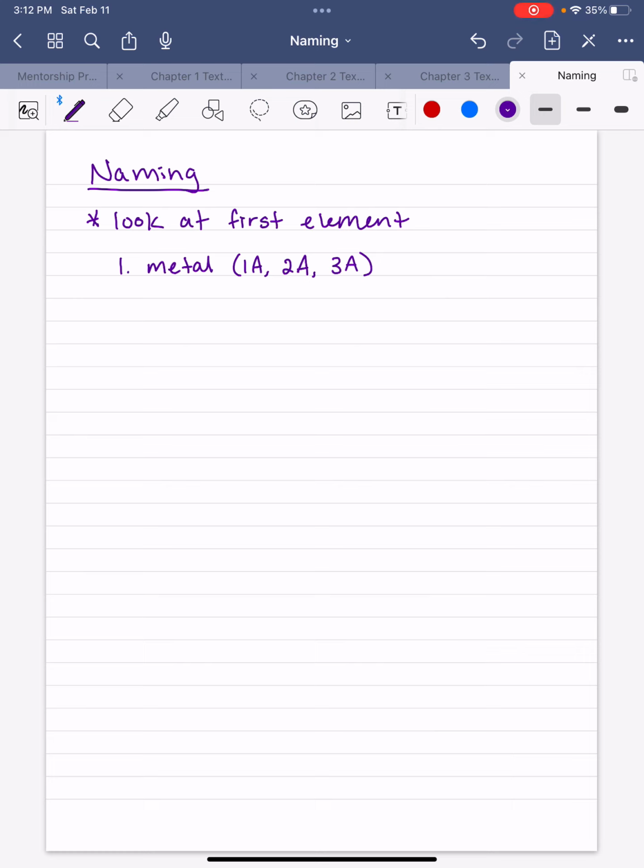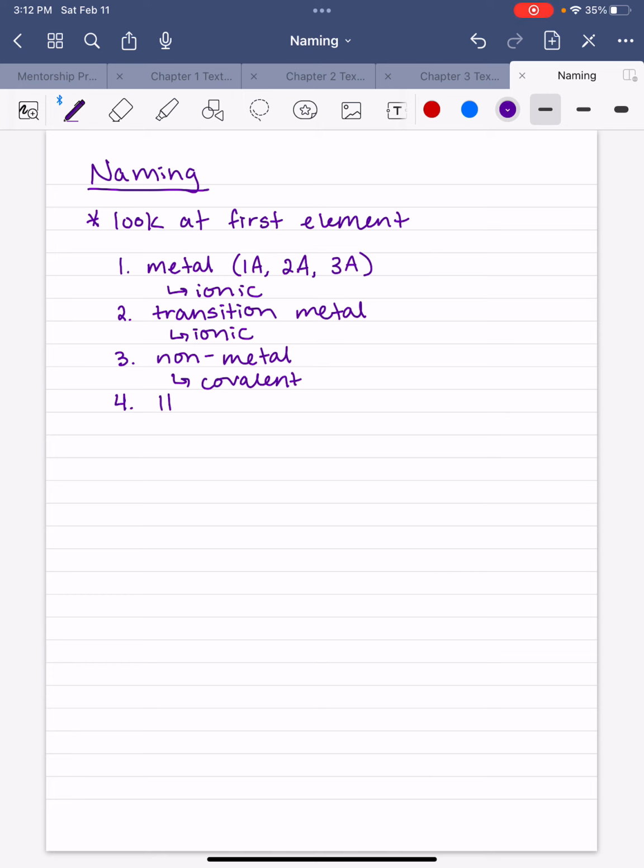So if you have a metal as your first element, the only option for your second element is going to be either a nonmetal or a polyatomic. And so we're always going to name those in the same way. But if it is a metal, then you know it's going to be ionic because there's no possible compounds where you have a metal plus another metal. Another choice for your metal might be a transition metal. And if your metal is a transition metal, it will also be ionic. If your first element is a nonmetal, then it will only be paired with another nonmetal and it will be covalent. And your other choice for your first element is going to be hydrogen, which tells you that it's an acid.